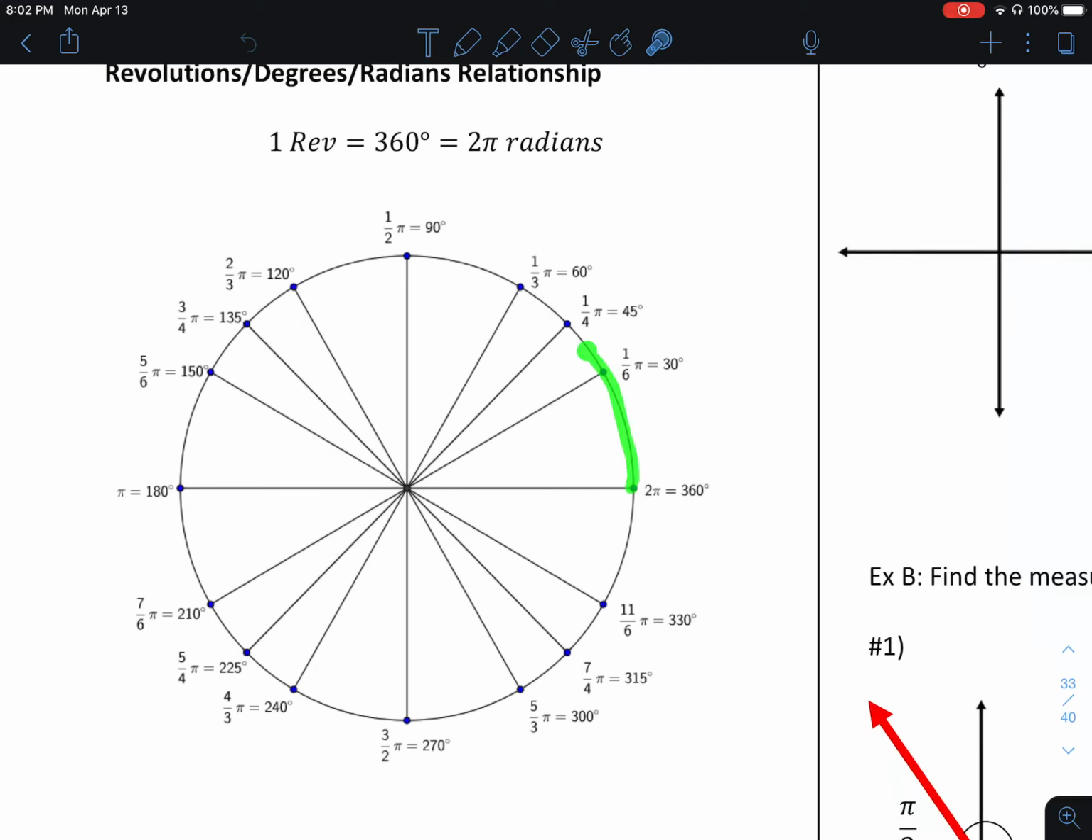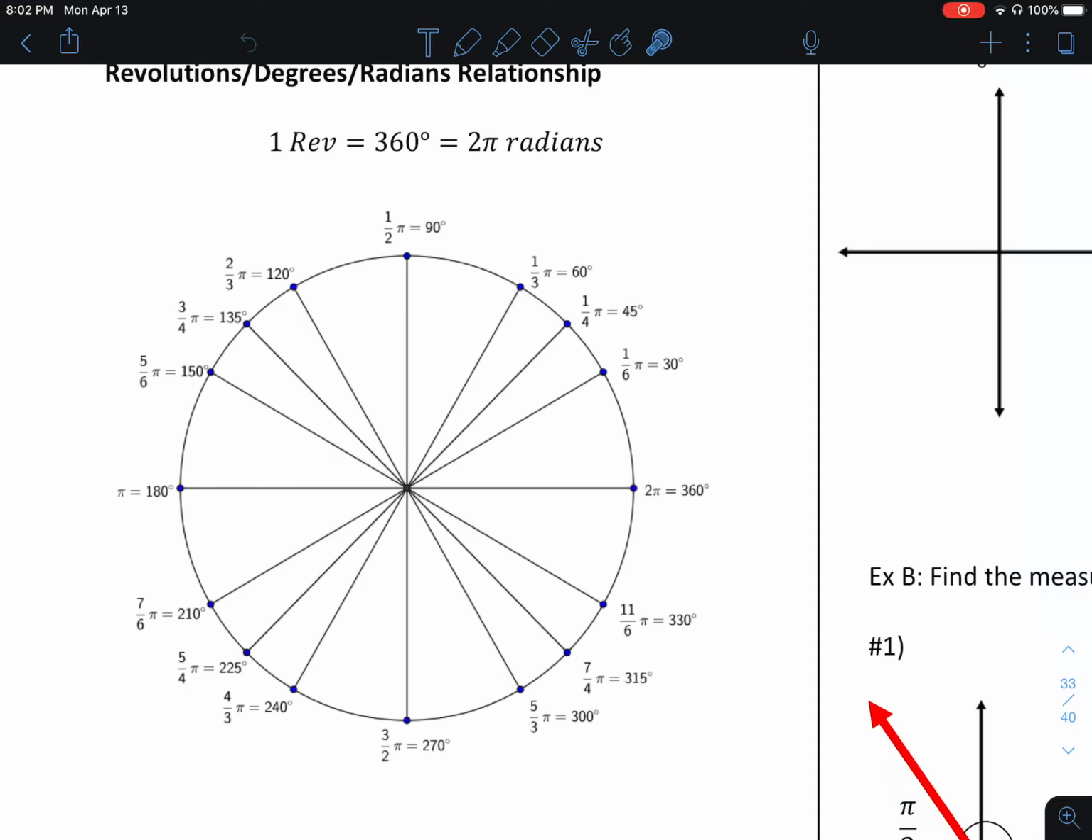So that means if we go all the way around the circle, that's going to be the same as 2 pi radians. If we go halfway around, that should be half of 2 pi, which is pi. Halfway between 0 and pi would be half of pi, pi over 2. Halfway between pi over 2 and 0 would be a fourth of a pi, pi over 4.